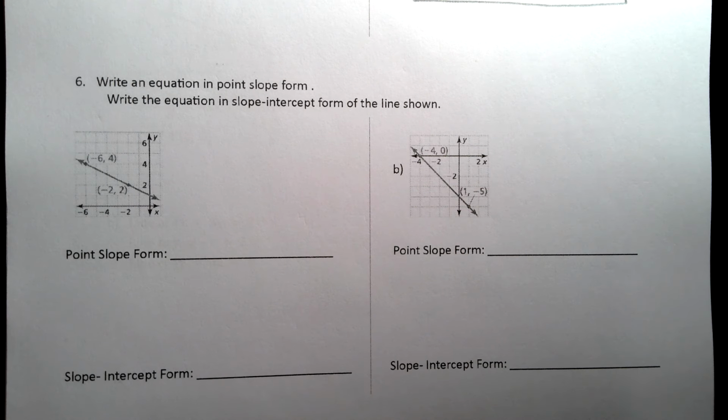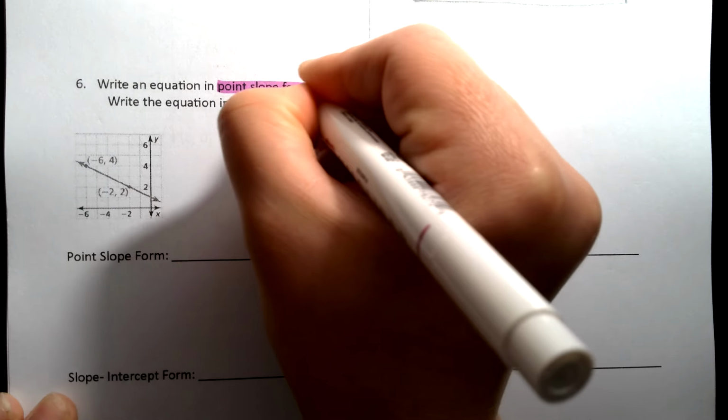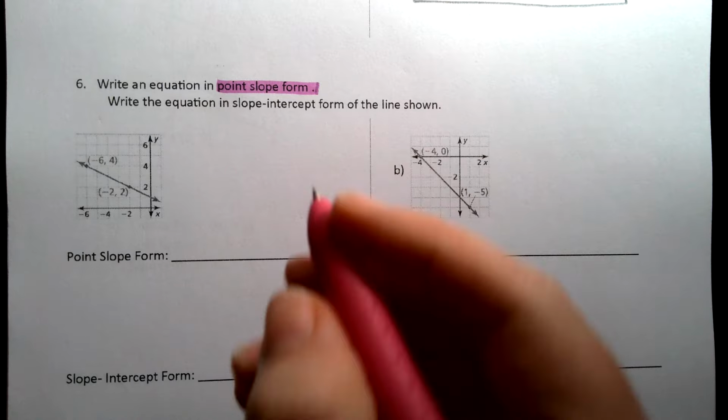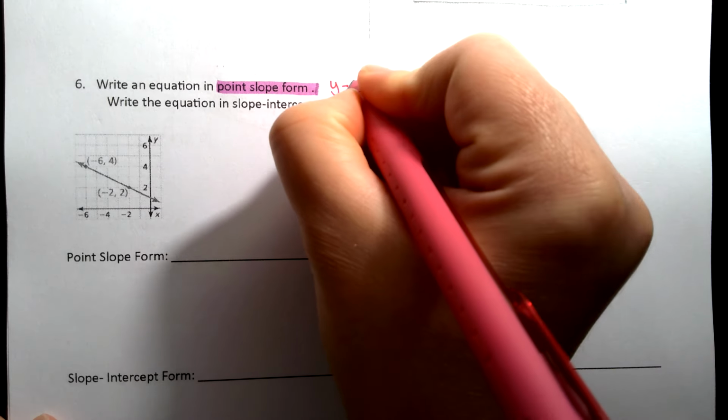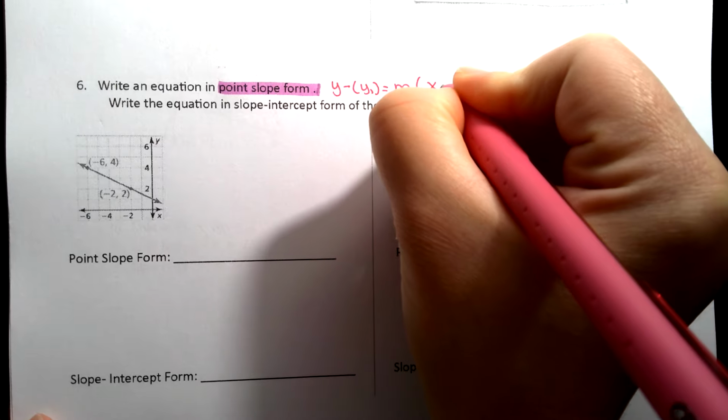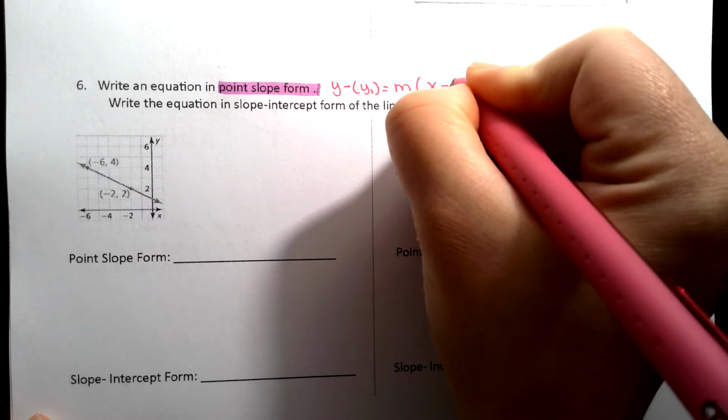Question number 6. Write an equation in, okay, let's learn to read our instructions. They want it in point slope form. Okay, so what do they want the answer to look like? y minus y1 is equal to m times x minus x1.